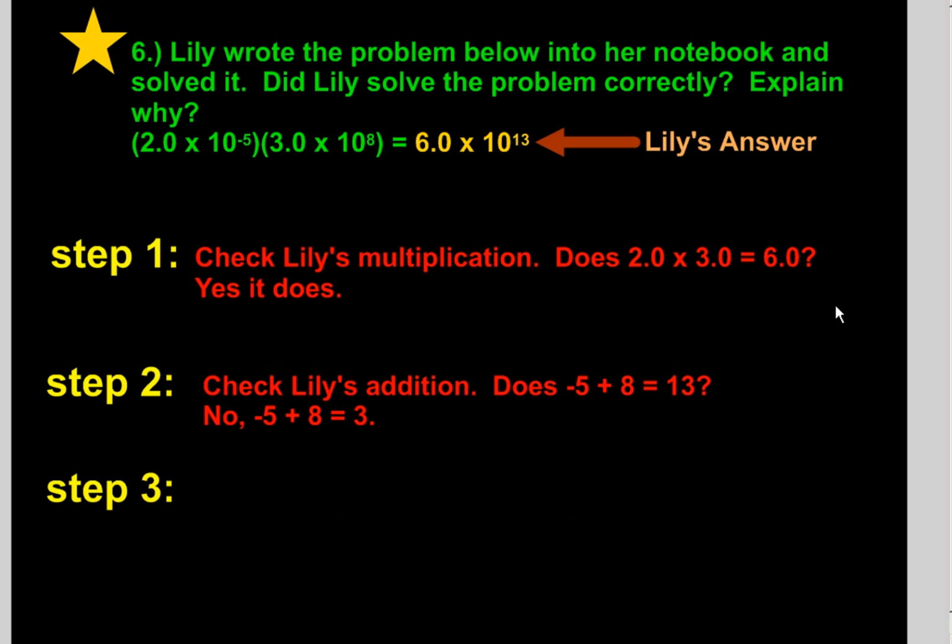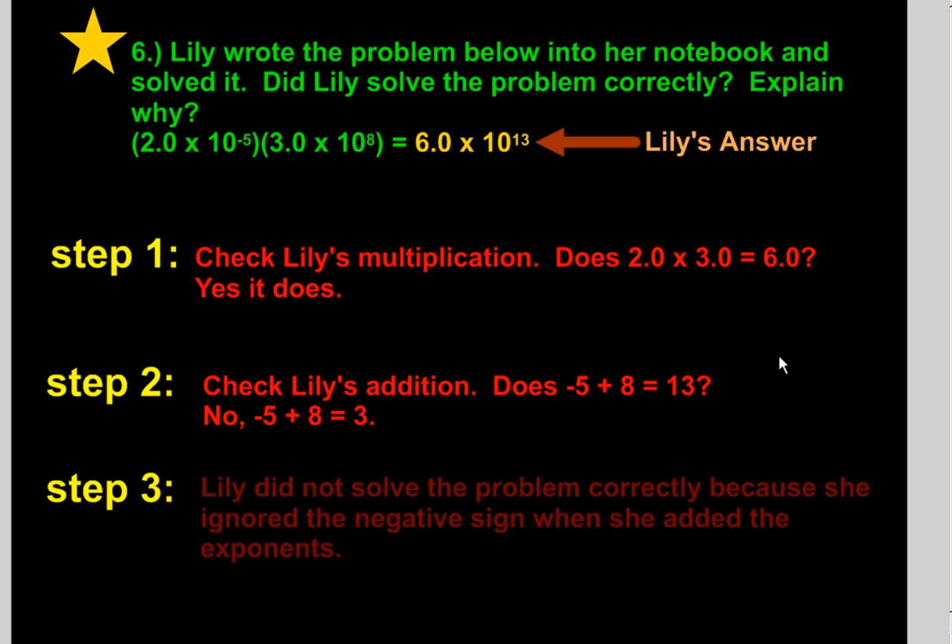So what mistake do you think Lily may have made? Well, I'm guessing that Lily ignored the negative sign when she added the exponents, because 5 plus 8 would have been 13. So you can write that in as she ignored the negative sign when she added the exponents.